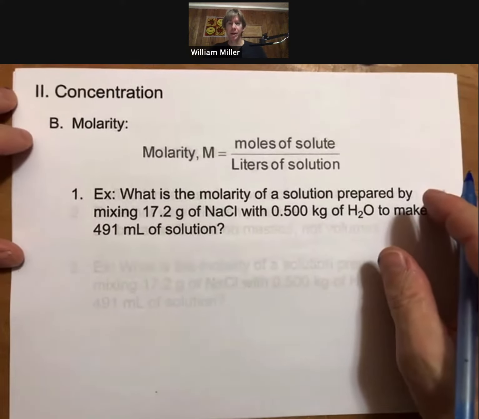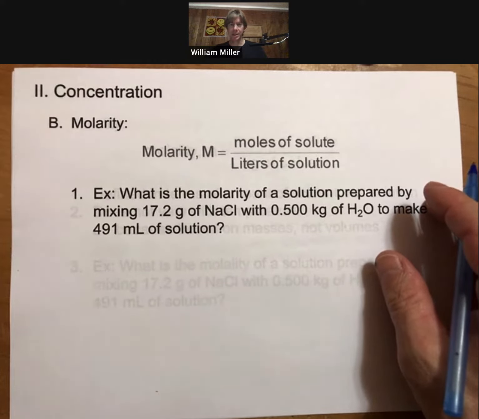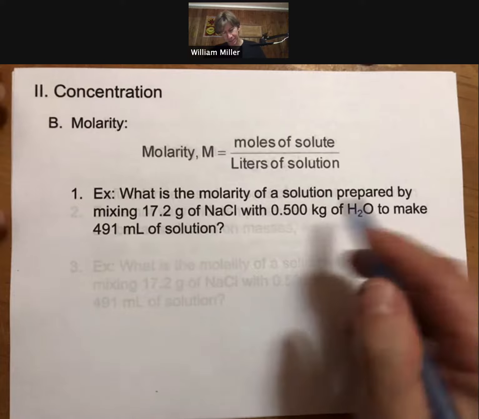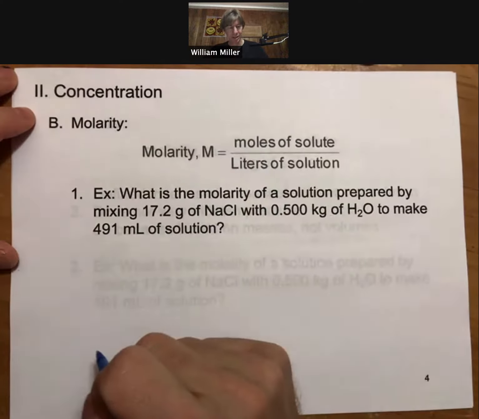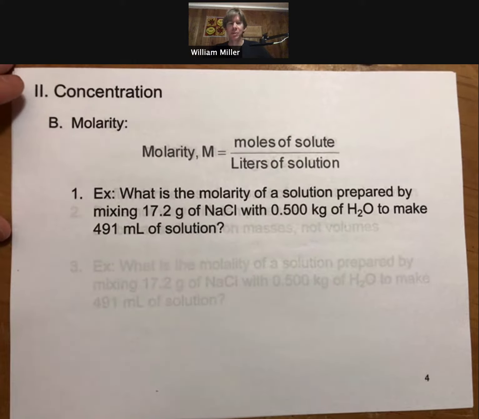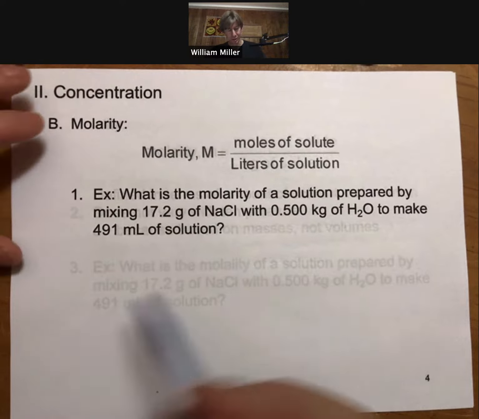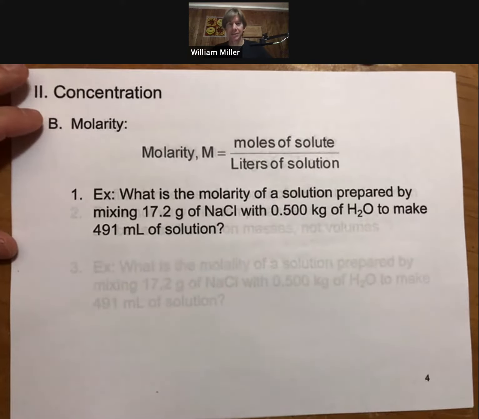Now we've worked with molarity before, but let's go ahead and work one problem with molarity before we get to the next page and the next set of units. Of course, molarity is moles of solute over liters of solution. In this problem, we've got 17.2 grams of sodium chloride that has been placed into 0.500 kilograms of H2O to make 491 milliliters of solution. Perhaps the first thing you notice is we have kilogram data here, which we don't usually have. We will use that in the next.